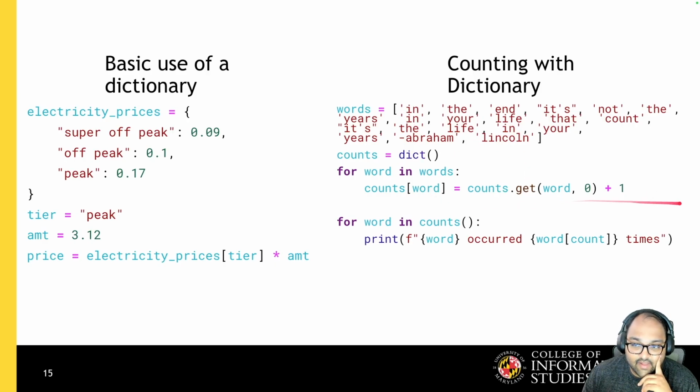So in would go, and then counts at in is equal to blah, right? And then it goes to in again, and then it would say, oh, in exists, so let me just increment it plus 1. And then you would print word occurred X amount of times, something like that.